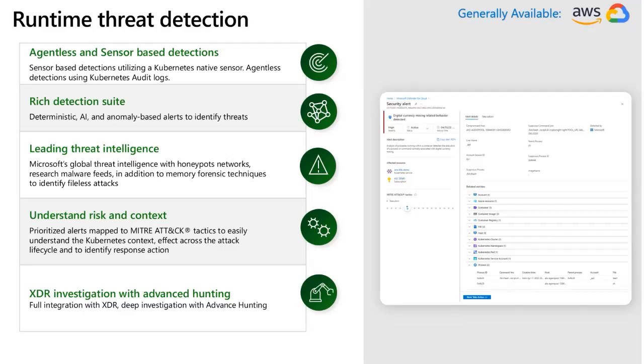Customers can automate their responses to the alerts through logic apps or by integrating with any of your third party SIEM or SOAR solutions as well. And finally, we also have this new integration of Kubernetes audit logs into Defender XDR, which empowers the SOC teams to investigate any suspicious Kubernetes control plane activities that are ingested into XDR advanced hunting.